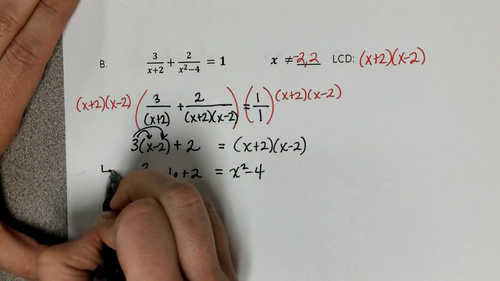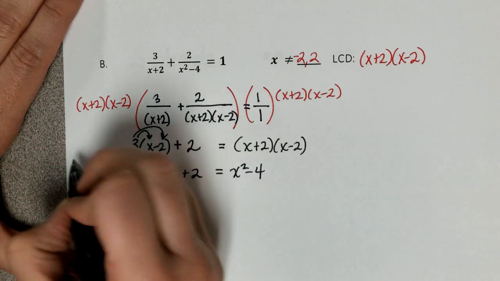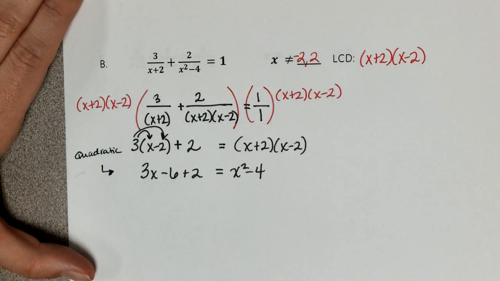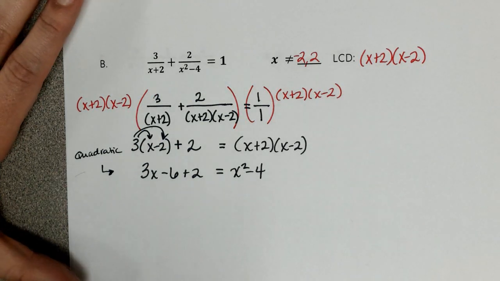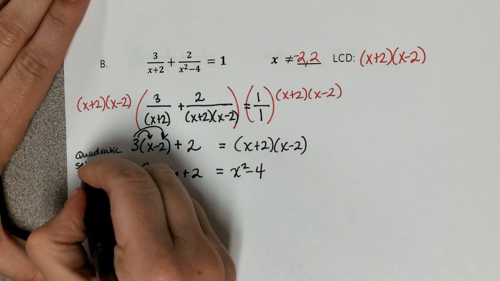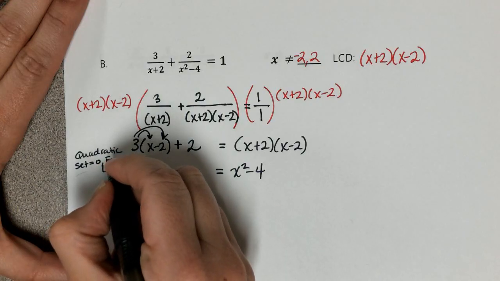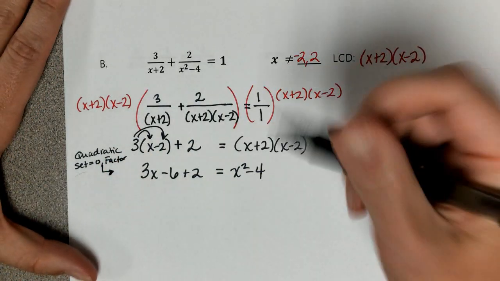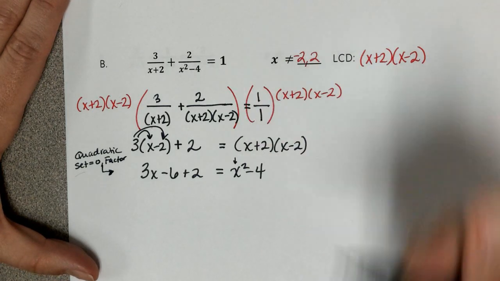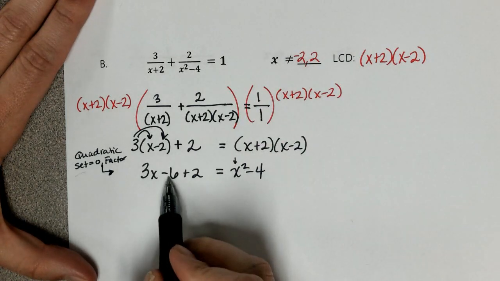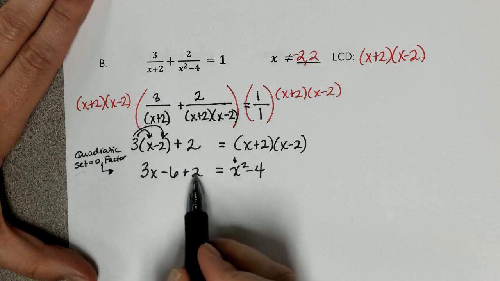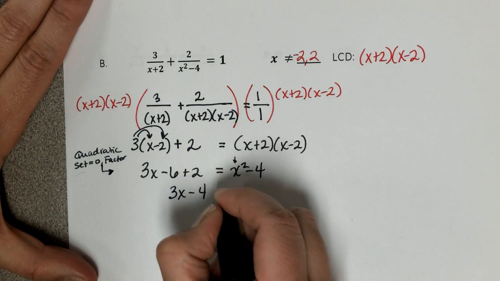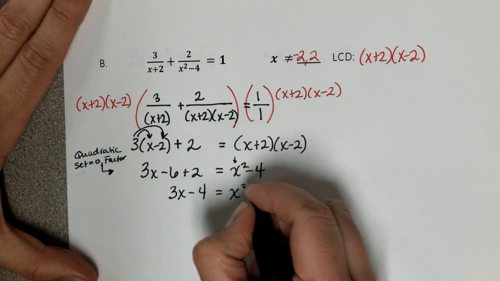Okay, so what I notice here is that this is a quadratic equation because there's an x squared. So if it's quadratic, we got to think, how do we solve that? We have to set it equal to 0, and then we factor and solve. So everything is going to go on the side where your x squared is. So, well, I guess I can combine negative 6 and 2 together first. 3x minus 4 equals x squared minus 4.